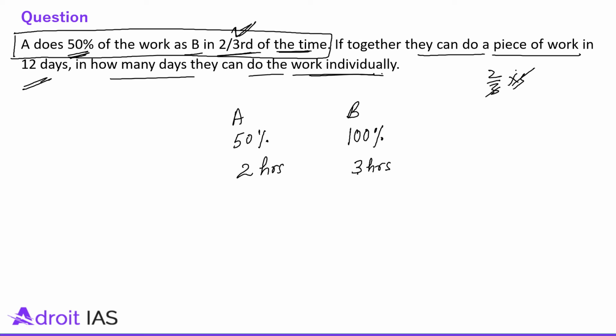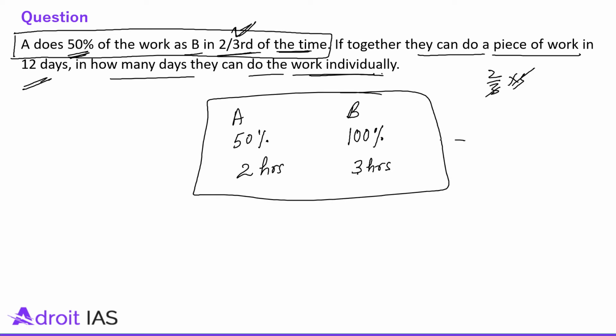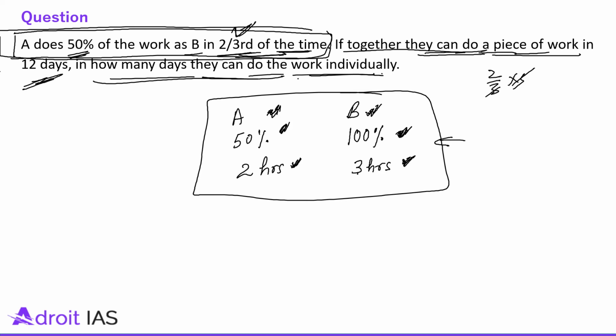Friends, please mind it, right? Question says, if B does 100% of the work in 3 hours, then A does 50% of the work in 2 hours, right? Just read this line once again. A does 50% of the work as B in 2/3 of the time, right? Now after that, the question is saying, if together they can do a piece of work in 12 days, in how many days they can do the work individually?